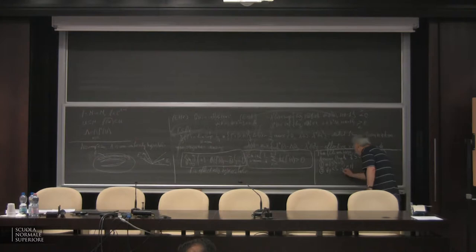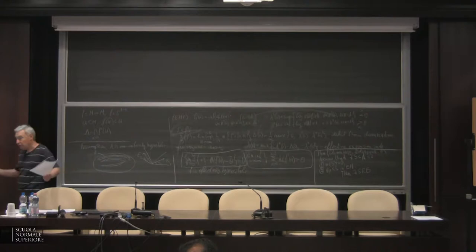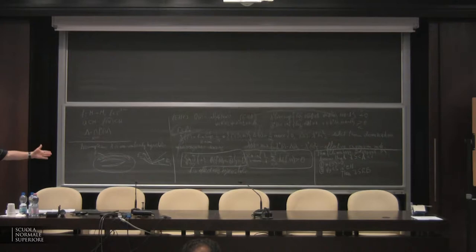Then there exists an SRB measure. I'm not saying it's unique, I'm just saying there exists an SRB measure. In principle, there may be countably many such. You know that there cannot be more than countable because of the SID property. In principle, this theorem does not prohibit having countably many SRB measures. But it claims that there is at least one.